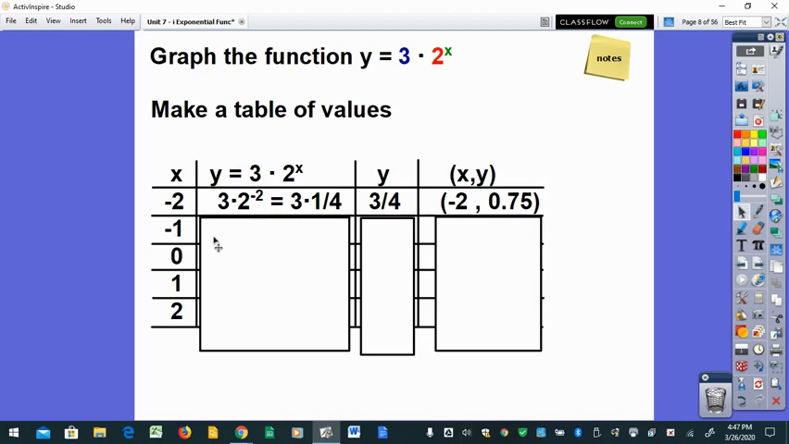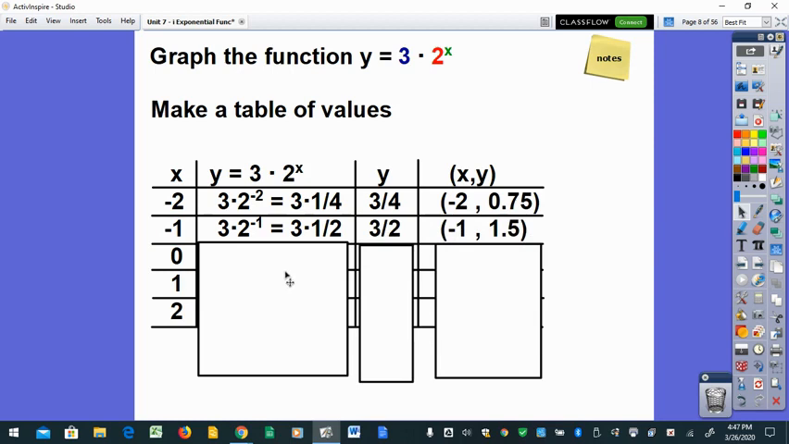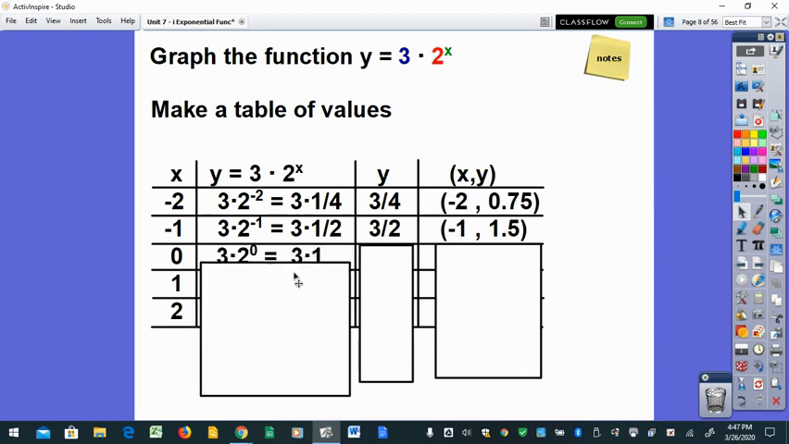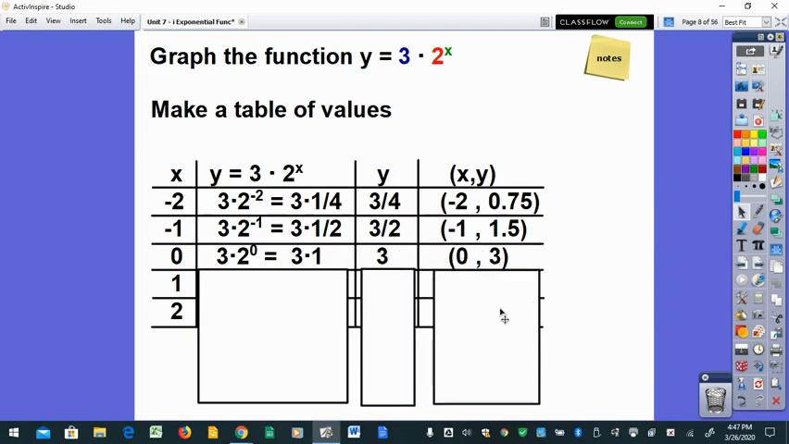The next one, if I put in -1, that's going to bring this down to the denominator as a +1/2. I end up with 3/2, or 1.5. 2 to the 0, of course, anything to the 0 is 1. Multiply it by 3. My output is 3, and I've got 0, 3.